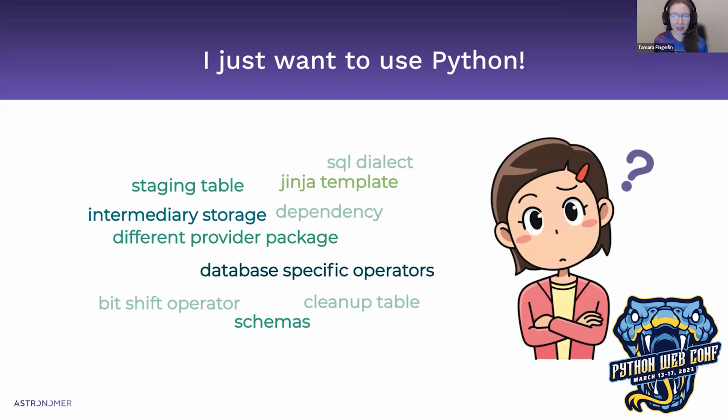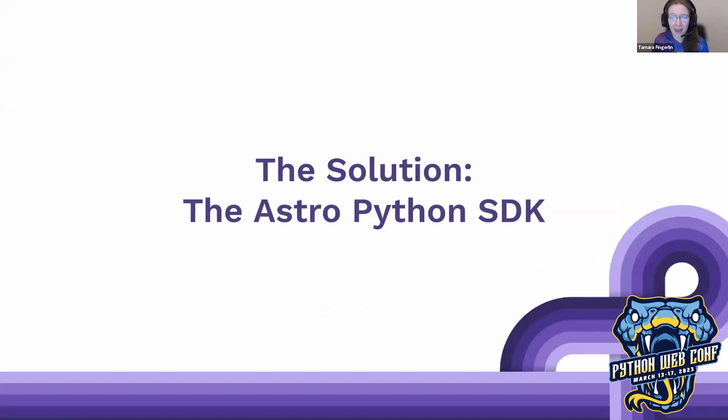And at one point, you end up thinking, I really just want to use Python. I don't want to think about all these intermediate steps every time, and I don't want to have to change them every time I make some changes to my infrastructure. This is exactly the issue where the AstroPython SDK comes in, and the problem that led to the development of the AstroPython SDK.